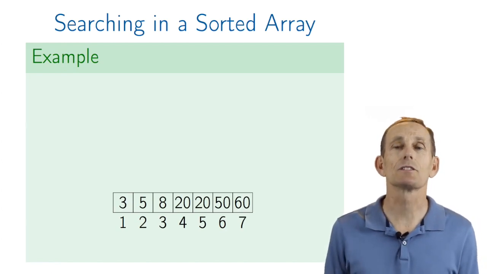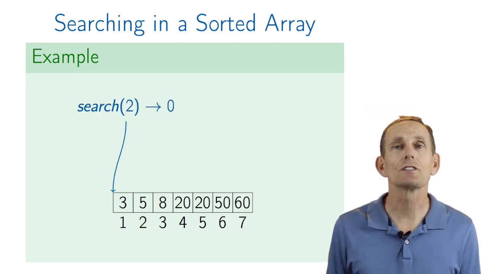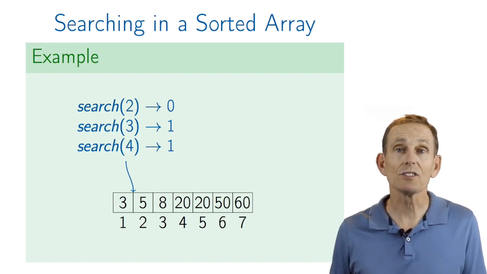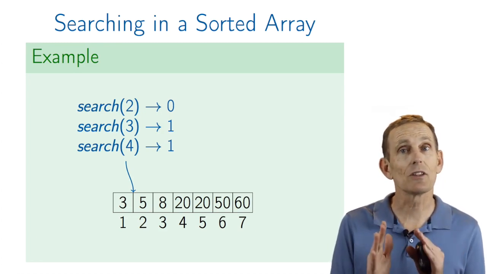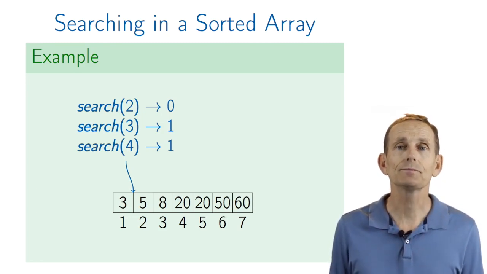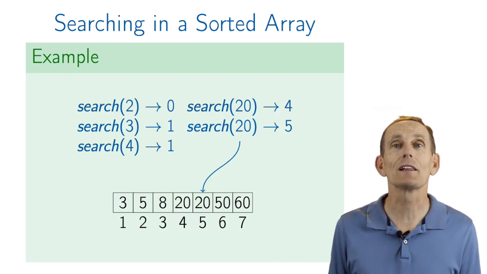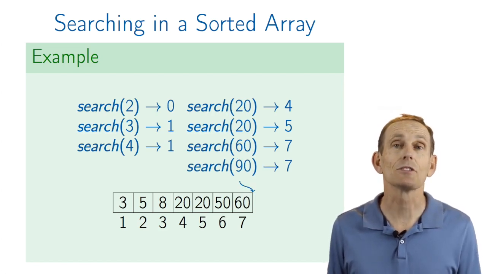So let's look at an example. We've got this array with 7 elements in it, and the element 20 is repeated in it. So if we search in this array for 2, we want to return 0, saying that every element in the array is larger than this. If on the other hand we look for 3, we're going to return 1. If we look for 4, we're also going to be returning 1, which really signifies between 1 and 2. That is, it's bigger than 3, but it's less than 5. If we search for 20, we'll return 4, or we might also return 5. Either one of those is valid because 20 is present at each of those indexes. And if we search for 60, we'll return 7, but if we search for 70, we'll also return 7.